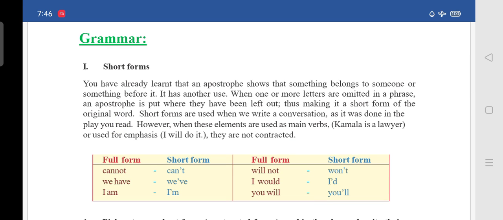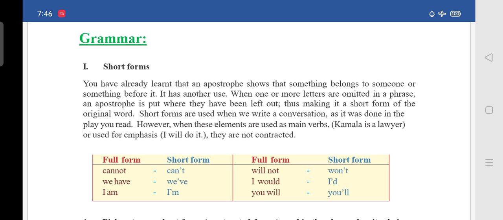You have already learned that an apostrophe shows that something belongs to someone or something before it. It has another use. When one or more letters are omitted in a phrase, an apostrophe is put where they have been left out, thus making it a short form of the original word. Short forms are used when we write a conversation, as it was done in the play you read.